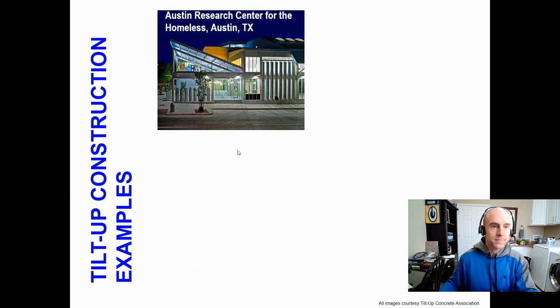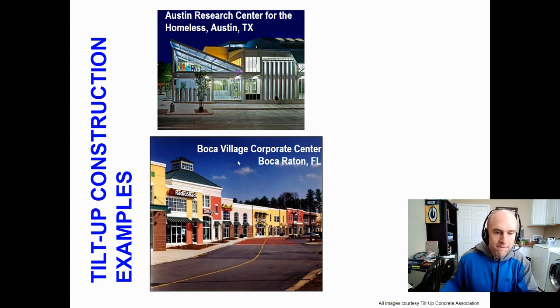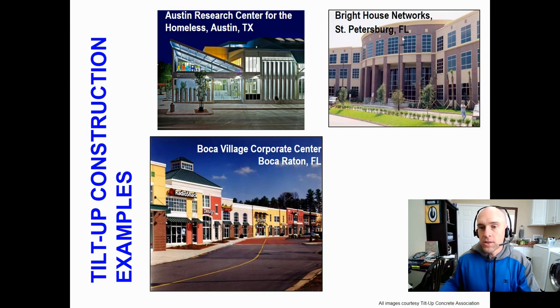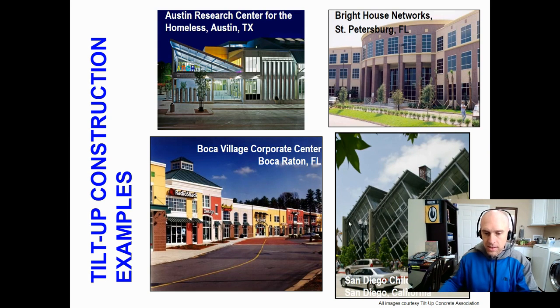So some examples of tilt-up concrete. Here's just one building, Austin Research Center. You have the Boca Village Corporate Center in Boca Raton. And then this one shows some really cool curved surfaces. So remember, you probably brick these beforehand, and then you can just tilt them into place, and they're put onto these columns. Pretty cool. And then here's a really cool building that is all slanty.